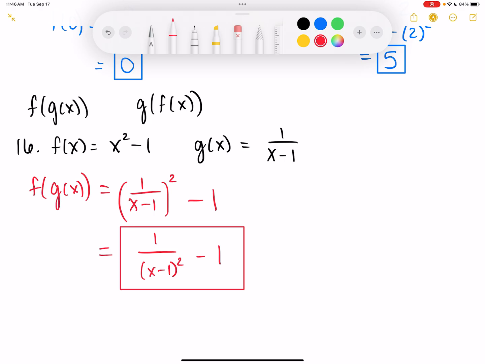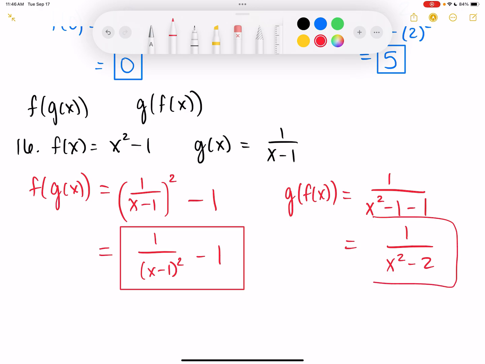And then g of f of x. We plug this function f of x in for x in g of x. So I get 1 over x squared minus 1 minus 1, which gives me 1 over x squared minus 2, and that would be my answer for that one.